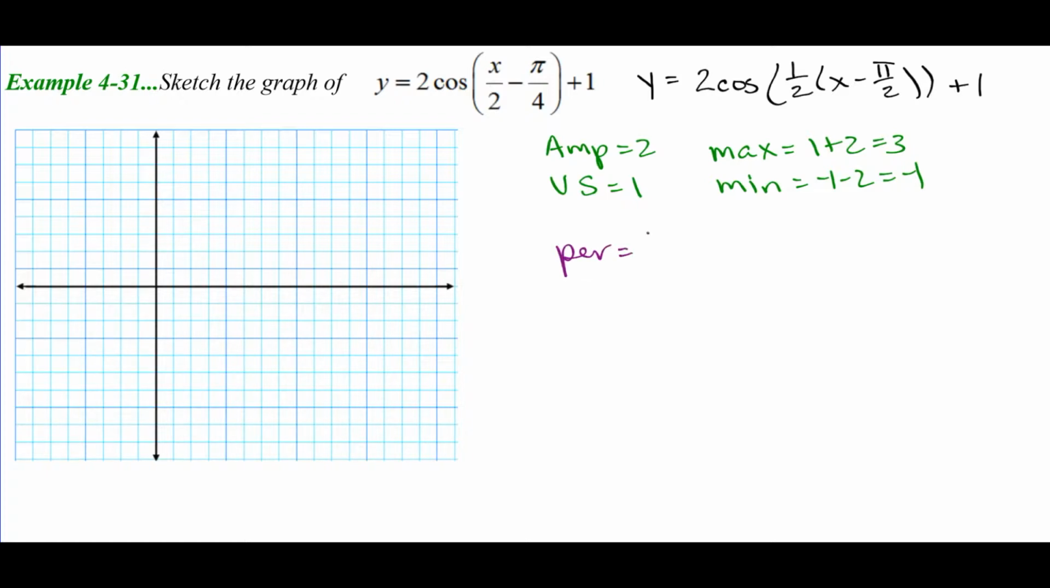From there, I'm going to try to find my period. So period, remember, is 2 pi divided by the 1/2. Remember that b value, so that's going to give me 4 pi. And my phase shift is going to be pi over 2.